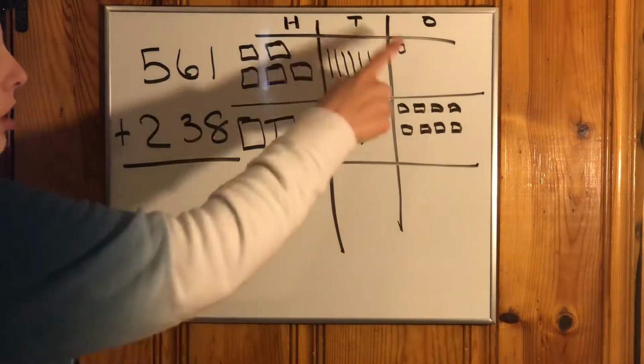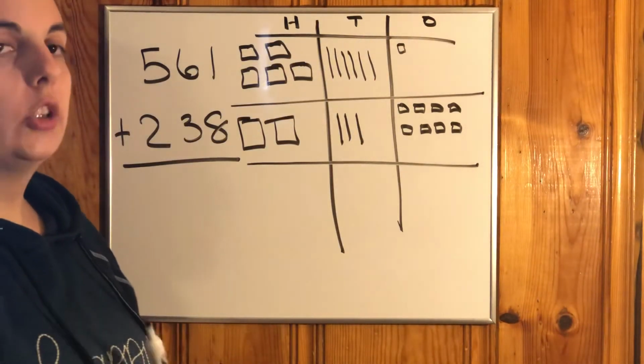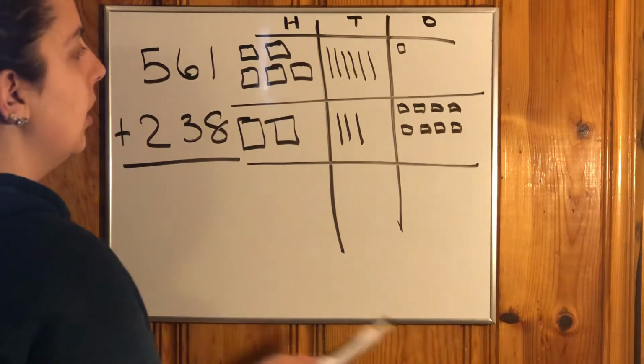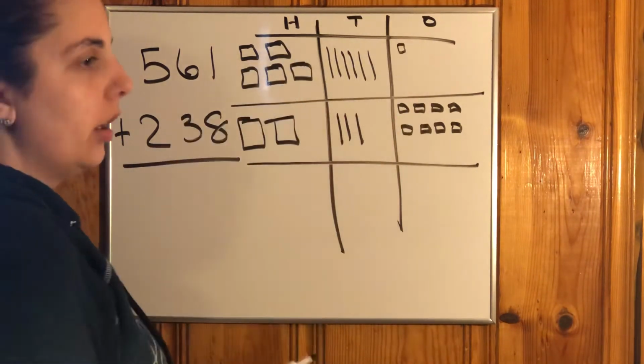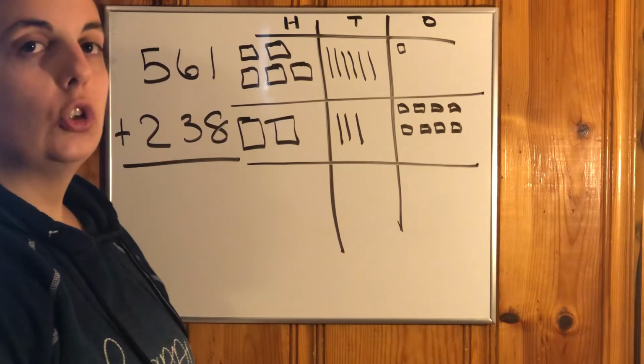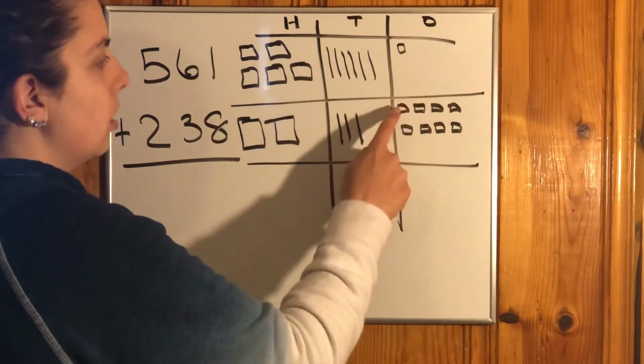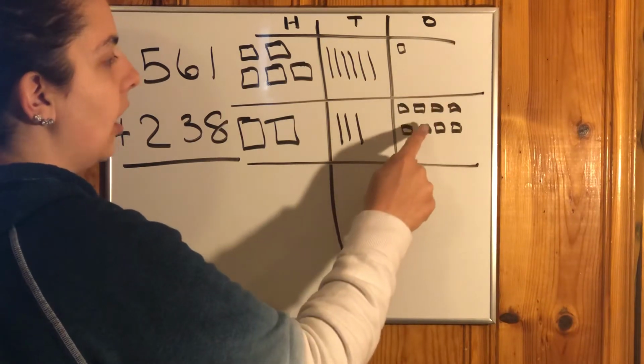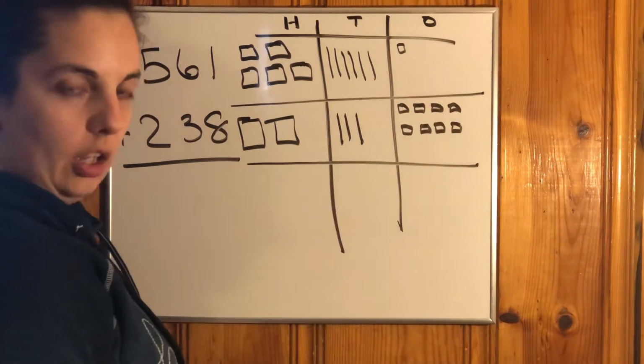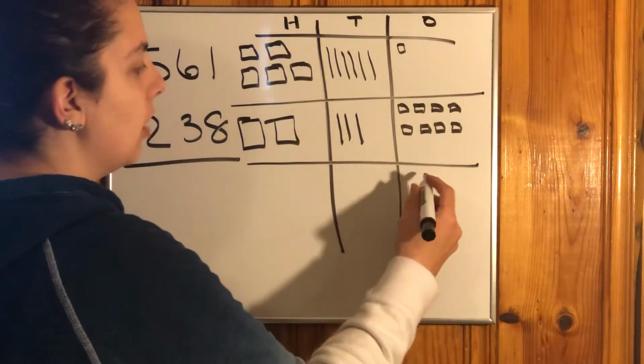So starting in the ones place, when we add, we always start in the ones place. So I'm going to count up all of my ones. If I have 10 or more, I have to regroup. Okay. 1, 2, 3, 4, 5, 6, 7, 8, 9. I don't have 10 or more, so I can just leave the 9 in my answer down here.